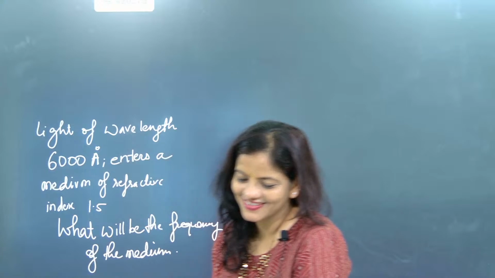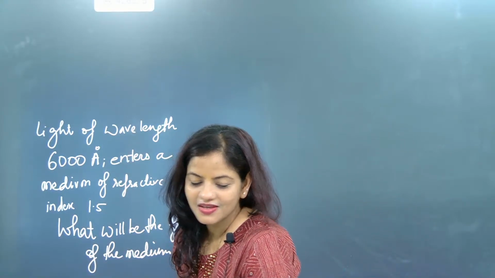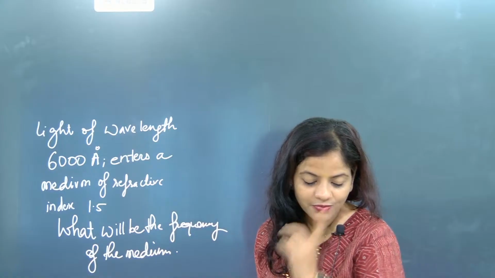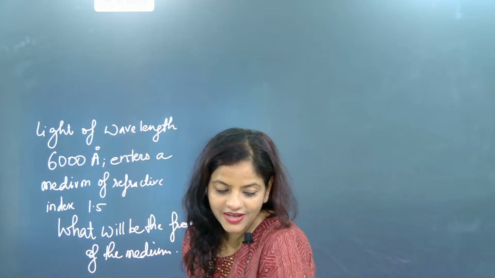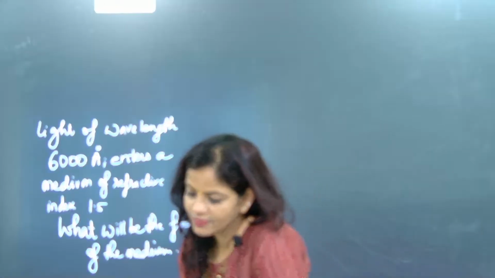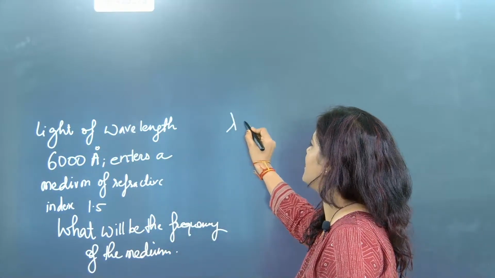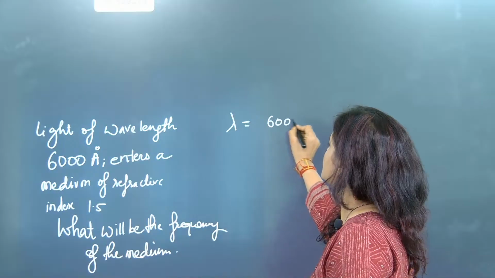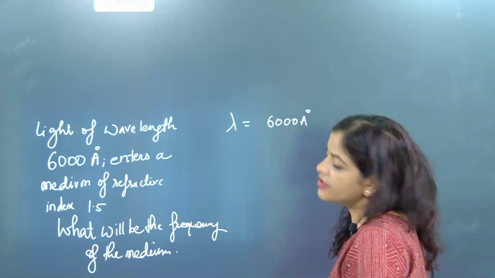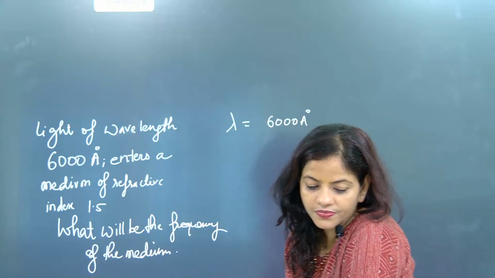Yes, correct. So now just start solving. Come on, Devendra, you also solve it. So what is the formula? First we will change this one. Wavelength is given. So once wavelength is given, we will do one thing. Wavelength is equal to 6000 angstrom. First we will convert it into meter. Can we do it?